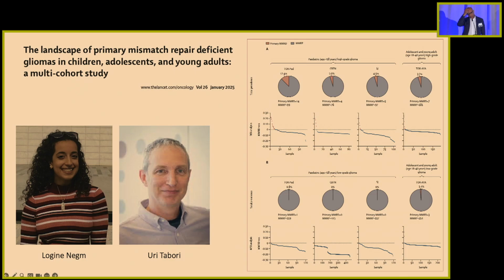This is another group I want to point out. This is work led by Logine Negm and Uri Tabori. This was looking at the role of mismatch repair deficiency in young patients with glioma. I think all of us have been disappointed by the lack of benefit for most of our trials using immunotherapy in patients with glioblastoma. They really undertook work to see what the role of primary mismatch repair deficiency is in younger patients with glioma.